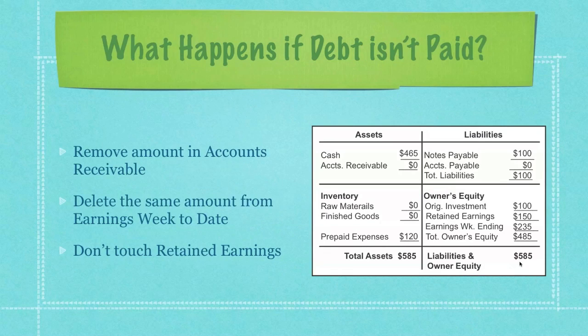So what happens if that debt your friend said he would pay to you, he doesn't pay to you? Real simple. Delete the amount that's in accounts receivable, then come down to earnings week ending and subtract that $50 from here as well. But do not touch retained earnings. If you had already moved this 235 up into retained earnings, this would have an amount of negative $50.